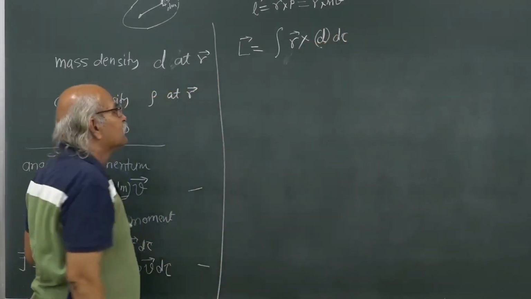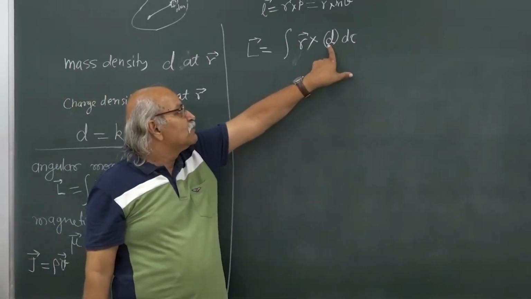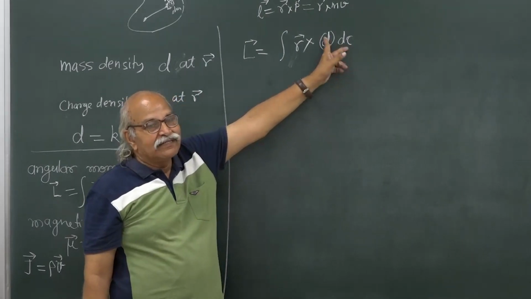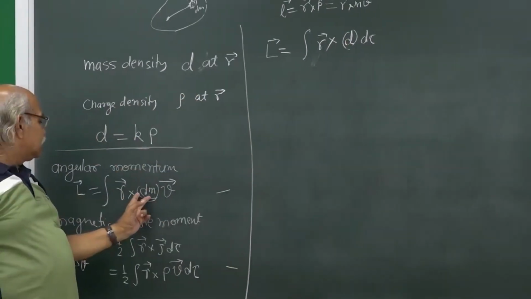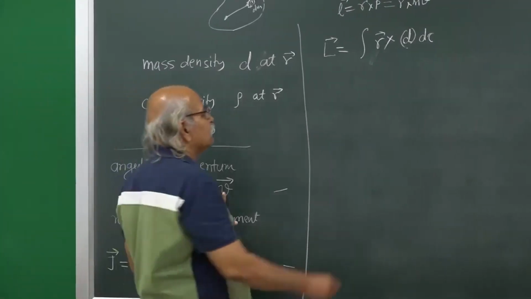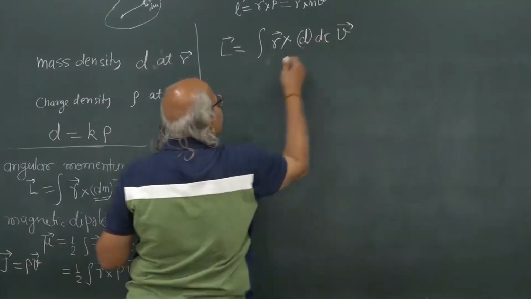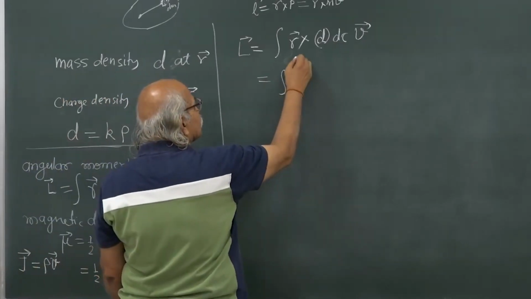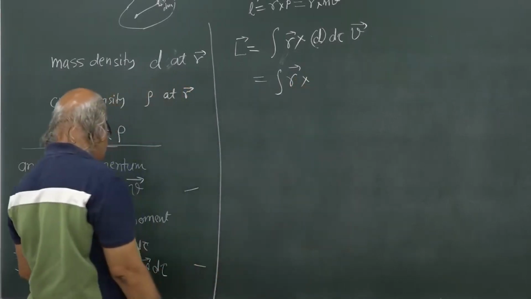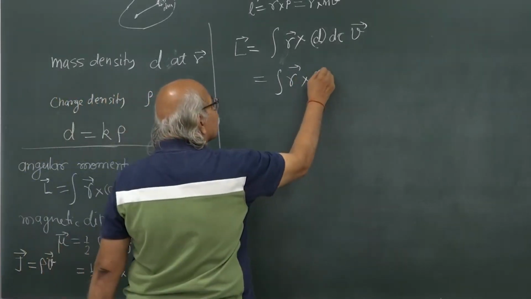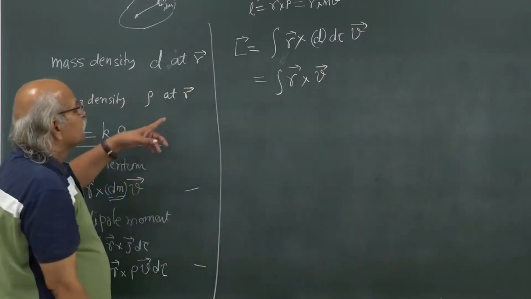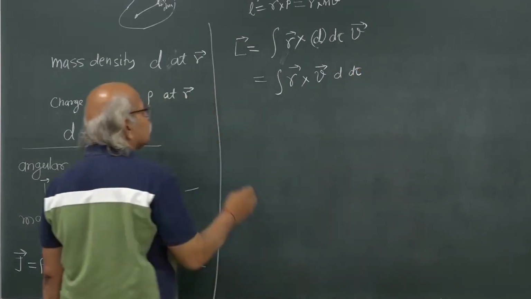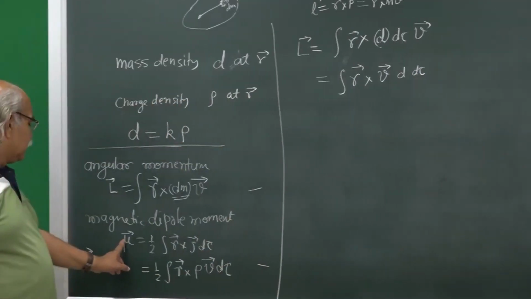This is mass density. So density into volume is the mass. So this density into this volume d tau is mass dm. So for dm I am writing that, and then velocity is v. So it is the integration of r cross v, and then d tau. This is L, and mu is here.